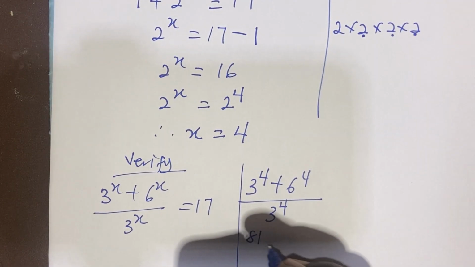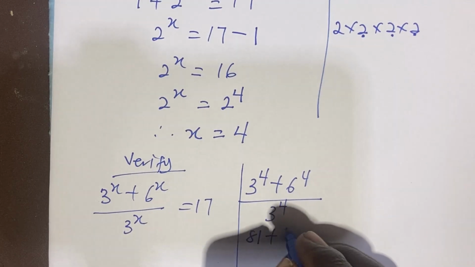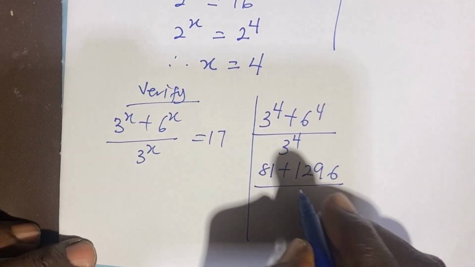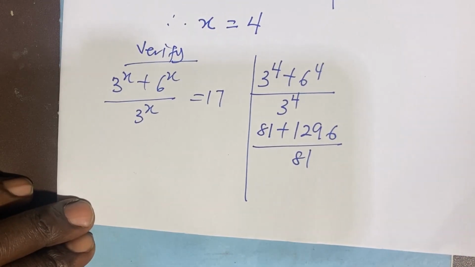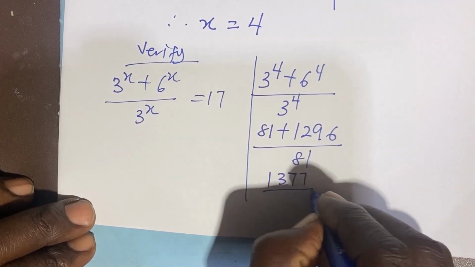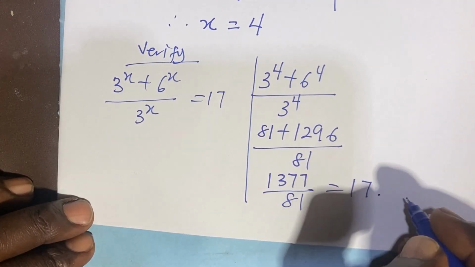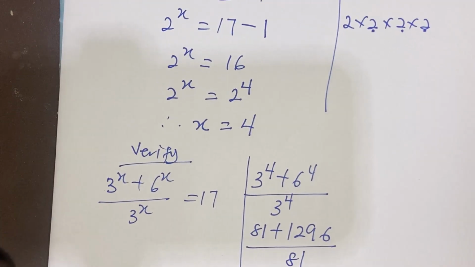so I have 81 plus 6^4. That is 1296. Then all over 3^4 again, 81. Now when I add 81 to 1296, that is giving me 1377 divided by 81. When I divide that by 81, we are getting our answer to be 17, which shows that the 4 we had is very accurate and correct.